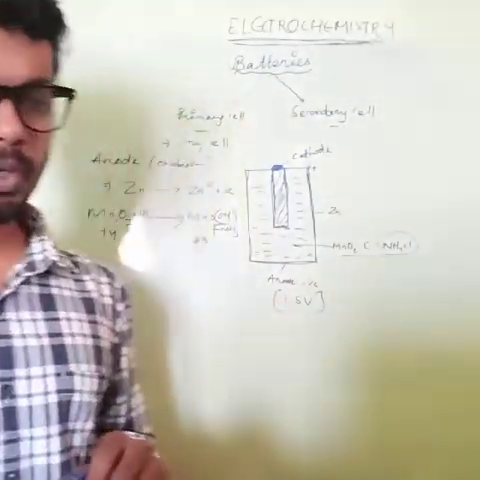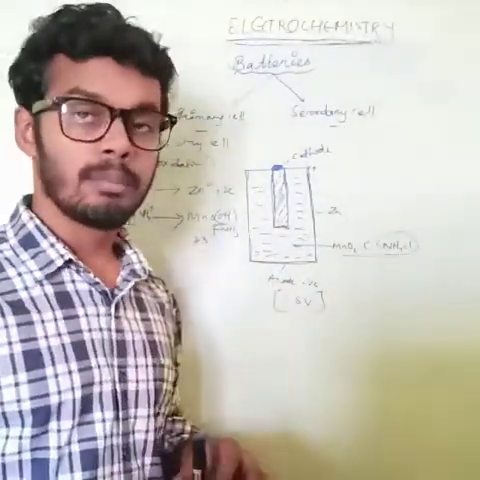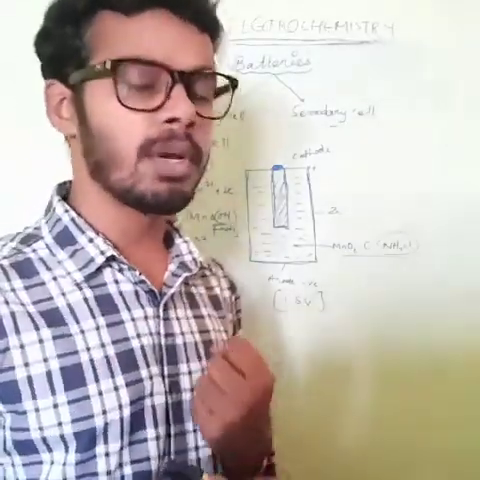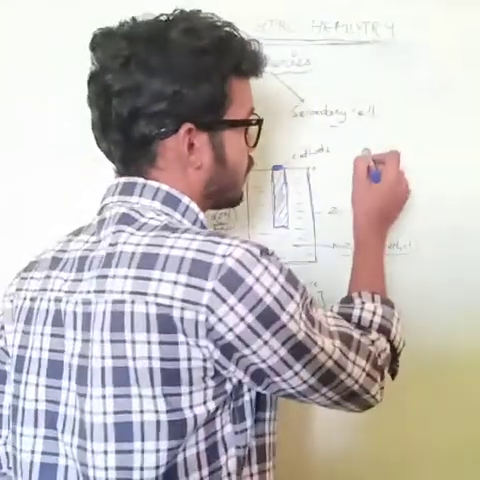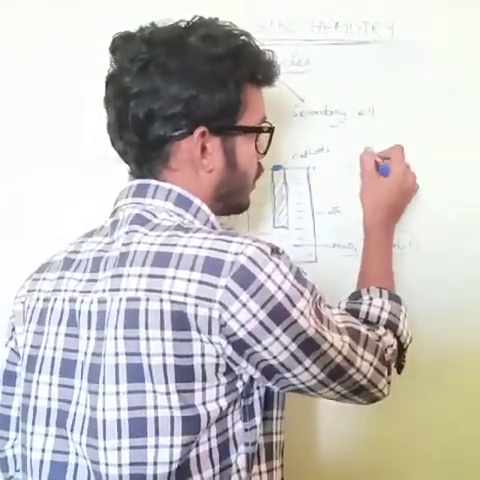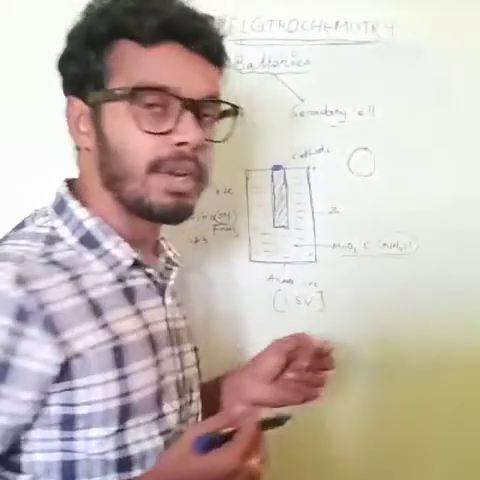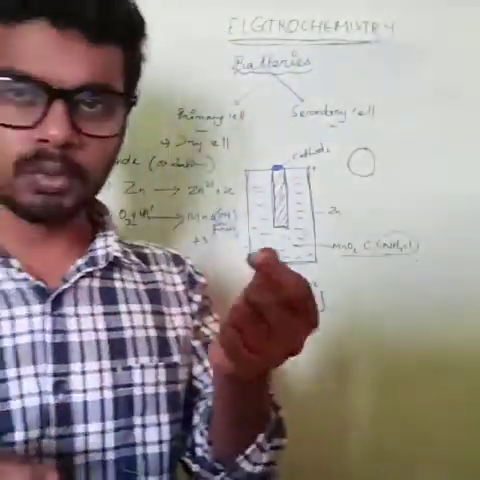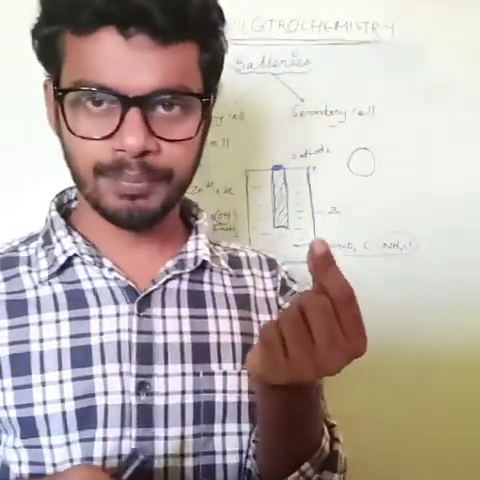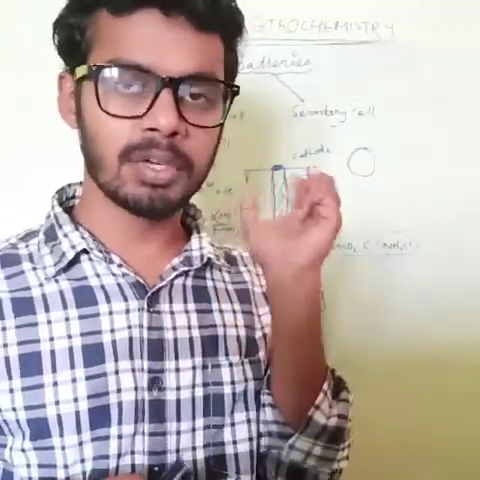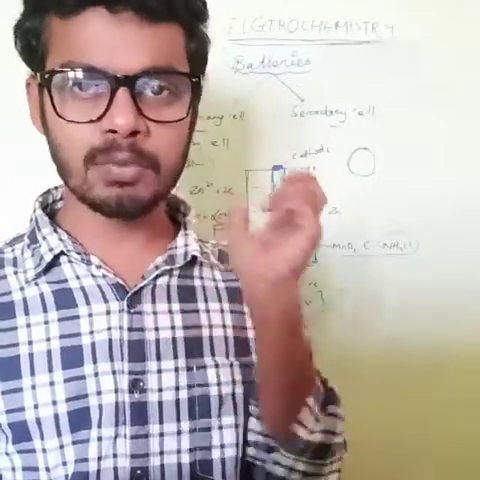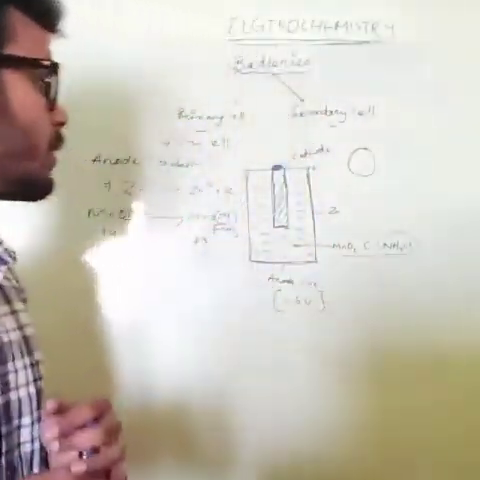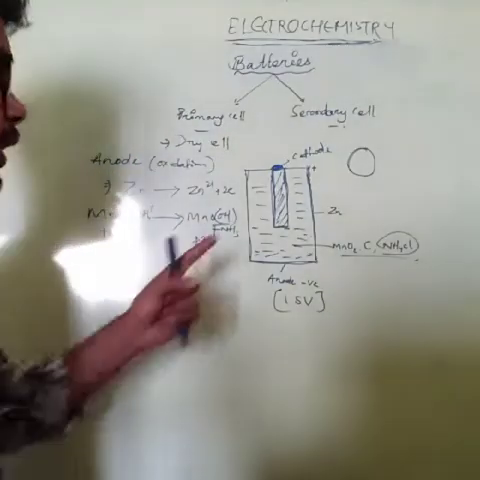Okay, so next we'll go to the mercury cell. The mercury cell that we use in a watch battery. The small one, tiny one. If you open your watch, you will get to know a small battery is there. That battery is nothing but your mercury battery, and that is a primary cell. Okay, let's see what is the anode and cathodic reaction over here.